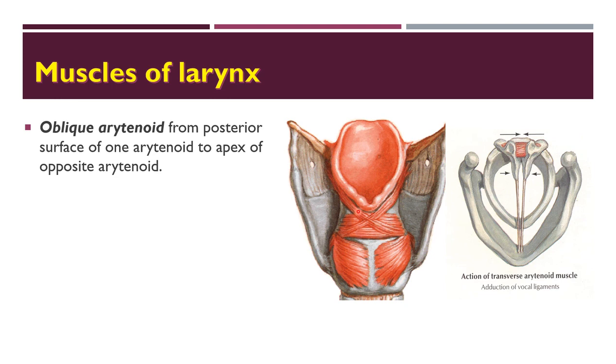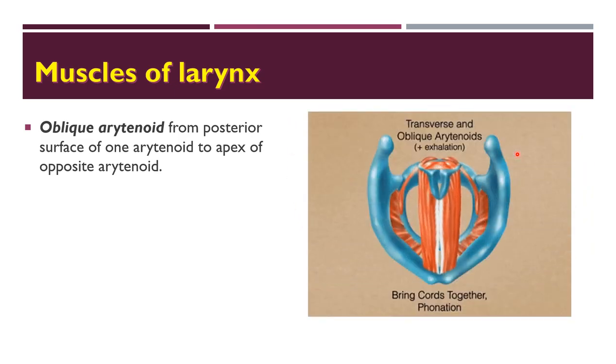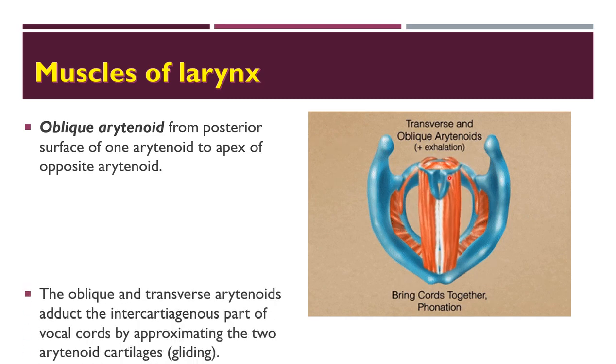Now, how do the transverse and the oblique arytenoids actually bring about the adduction? They mainly bring about the adduction by gliding movements. Now you are able to see the whole arytenoid cartilage itself is approximated. You can see that in this short animation. Now we are able to see the oblique and the transverse arytenoids are acting. The whole arytenoid cartilage itself moves through the gliding movements. This we saw in the last slide, the rotary movements. This is gliding movements.